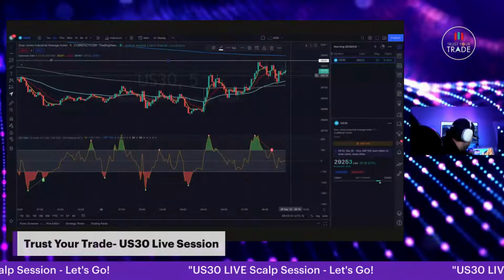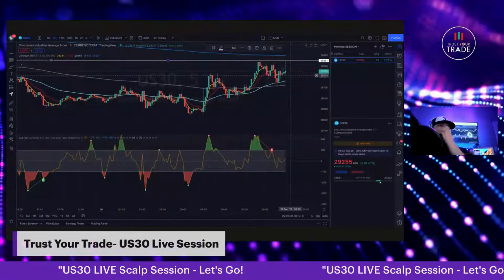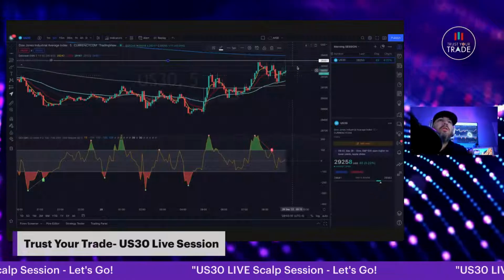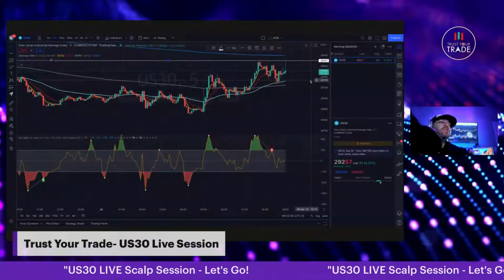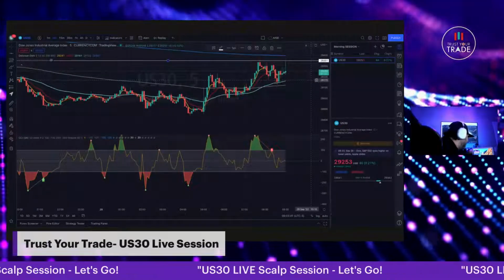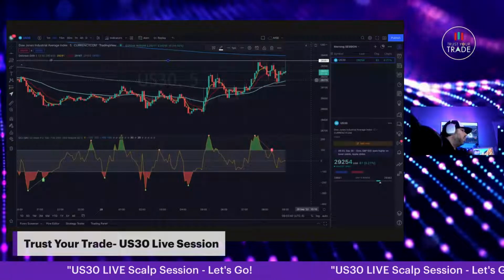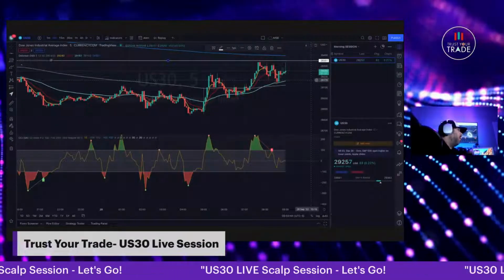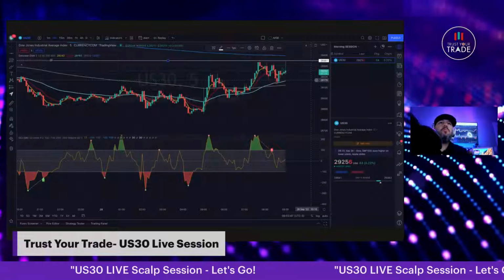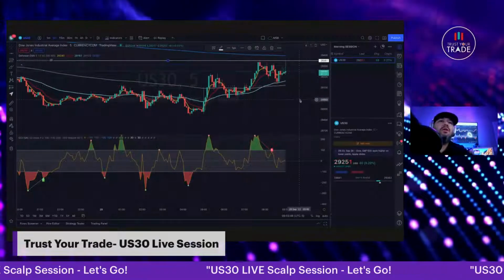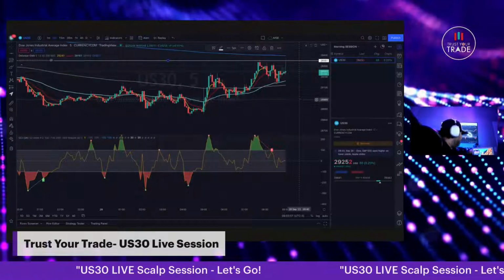And again, 29,350, that's a bank zone. What you'll understand is I trade off of bank zones. Every 50 increment is a bank zone. We trade US30. That's all that we trade here. We scalp US30.